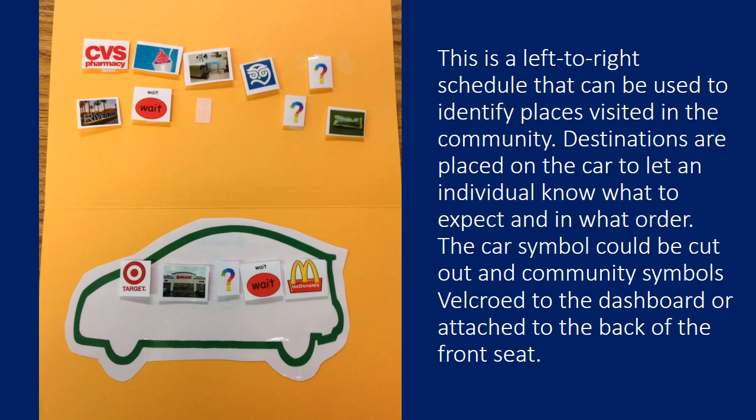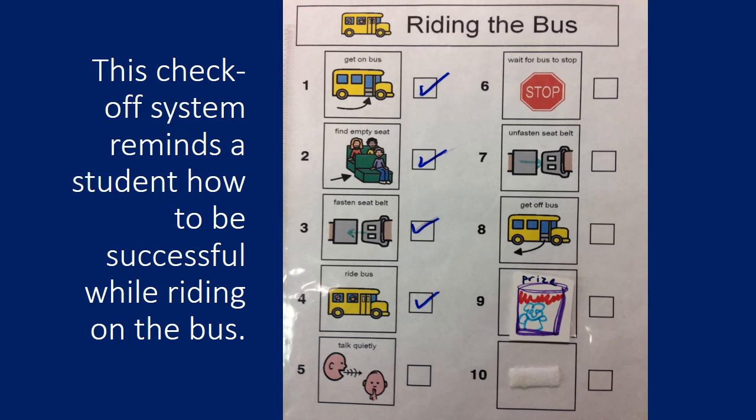This is a left to right schedule that can be used to identify places visited in the community. Destinations are placed on the car to let an individual know what to expect and in what order. The car symbol could be cut out and community symbols velcroed to the dashboard or attached to the back of the front seat. This checkoff system reminds a student how to be successful while riding on the bus.